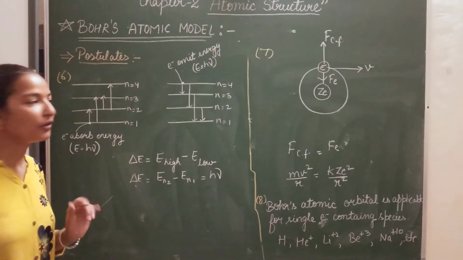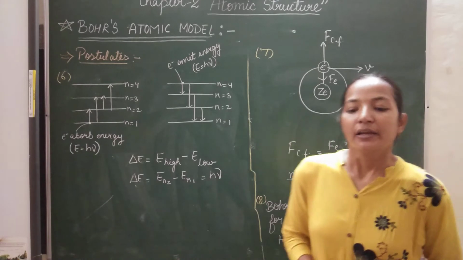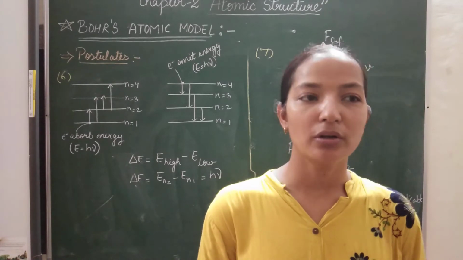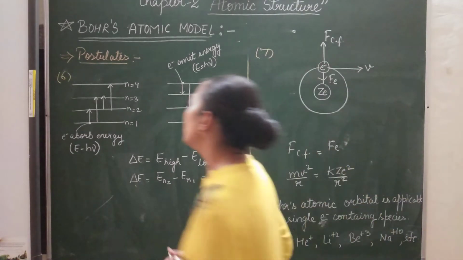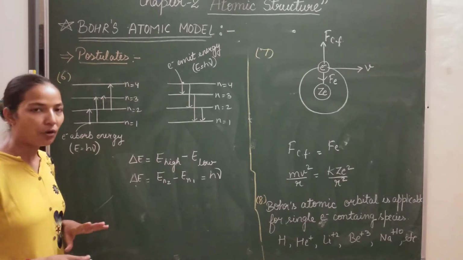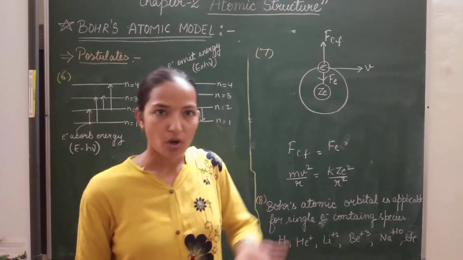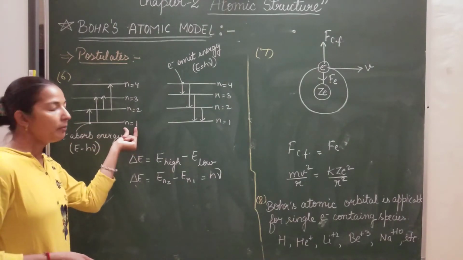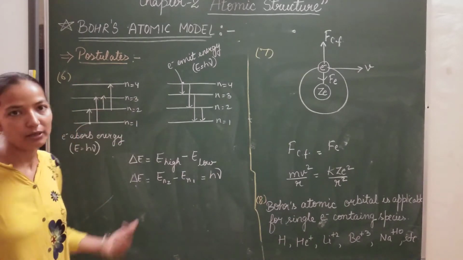Now the next postulate of Bohr's atomic model is this. In the fifth postulate we discussed that when the electron is present in its own stationary state, it will neither gain nor lose energy, and it will continue to revolve in the same orbit. But in the next postulate it is told that if any electron gets energy, means absorbs energy, then it gets excited from one stationary state or orbit to the other stationary state or orbit.